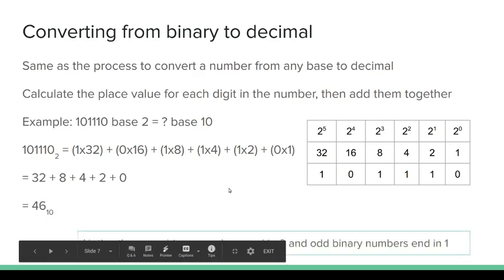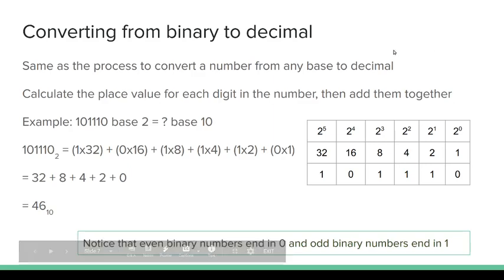You might also notice that even binary numbers will always end in a 0, and odd binary numbers will always end in a 1. That's just a little something to notice, because of course that final digit is the 1's place, and if we have a 1 there, we're going to have an odd number, and if we have a 0 there, we'll have an even number. So just something to notice.